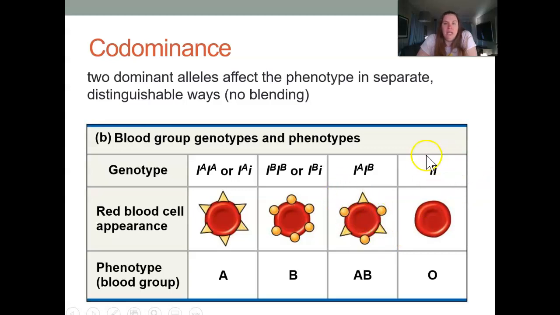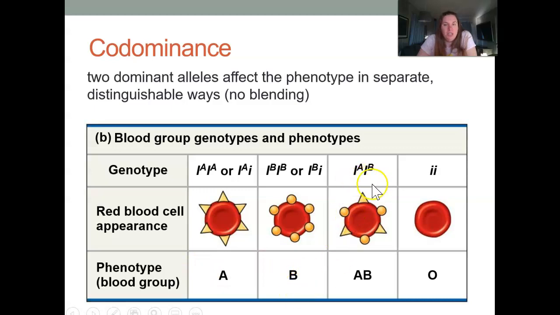And then finally, we could have a situation where we have both of the recessive traits, the lowercase i trait, and in that case, we're not going to have any carbohydrate expressed in our red blood cell, and we're considered a type O. So you can see the phenotype for each possibility here. There's 2 genotypes that could lead to the A phenotype. There's 2 genotypes that would lead to the B phenotype, type A blood or type B blood, and so on.